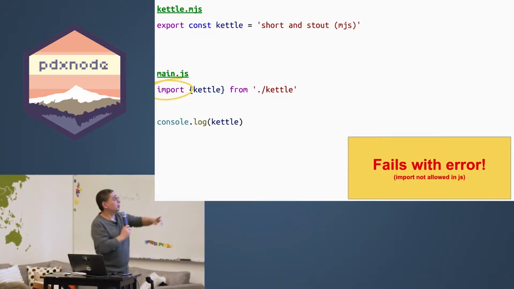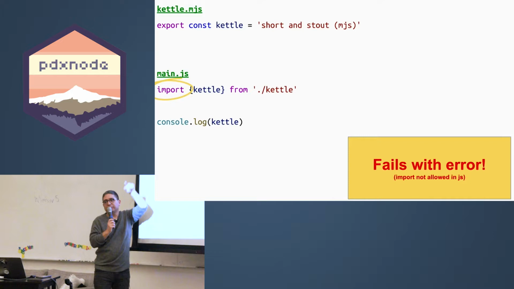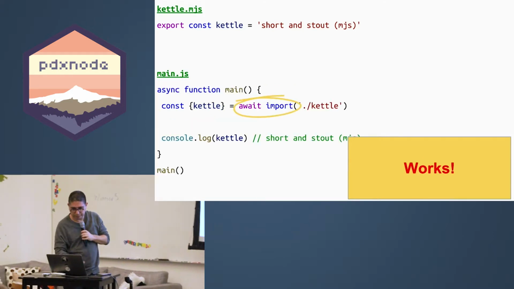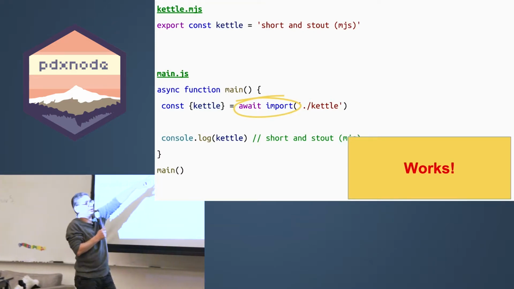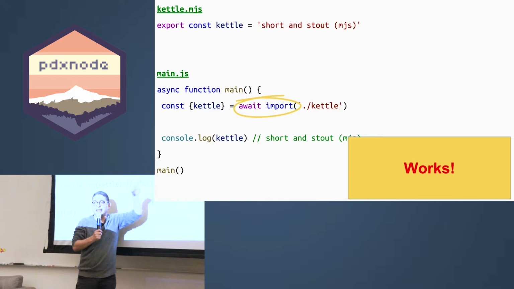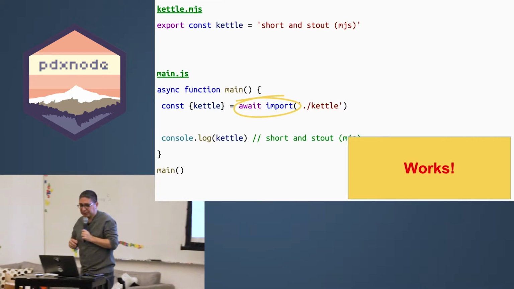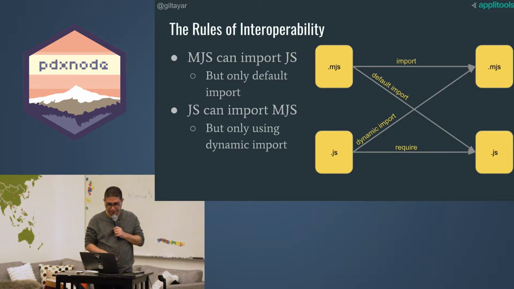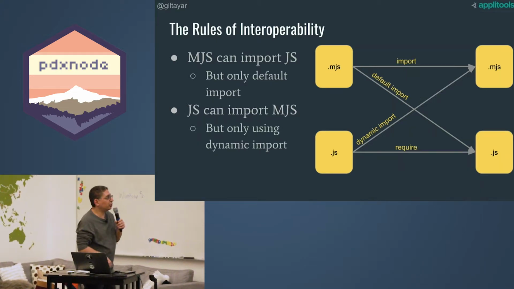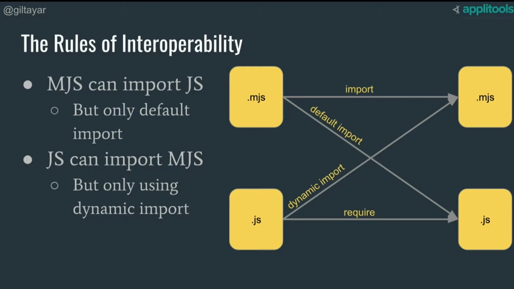An import in a CJS module isn't allowed. But an await import, a dynamic import, that is allowed. That's a function, in a way, it's not really a function. This is allowed in terms of the JavaScript standard. So if you want to import from JS to MJS, you can do an await import. So yeah, you have a bridge over troubled waters. You can use default import and dynamic import to interoperate and to import from one to another.